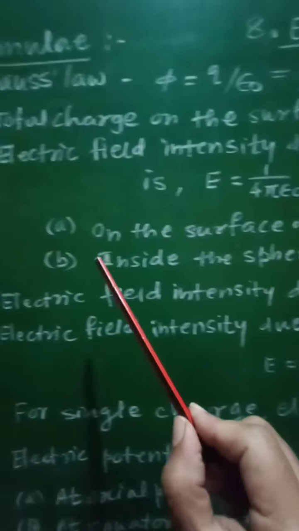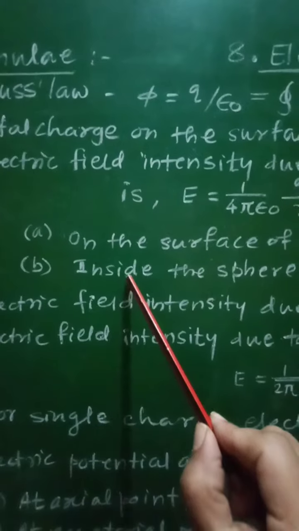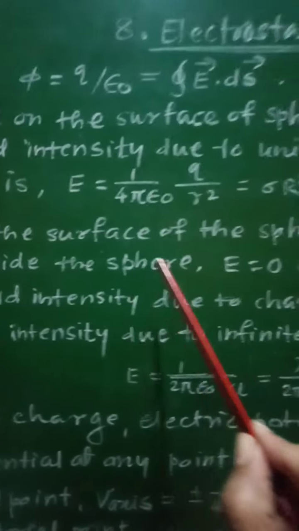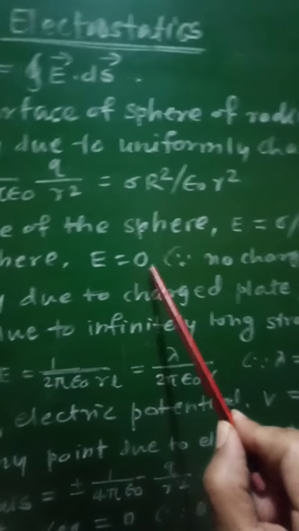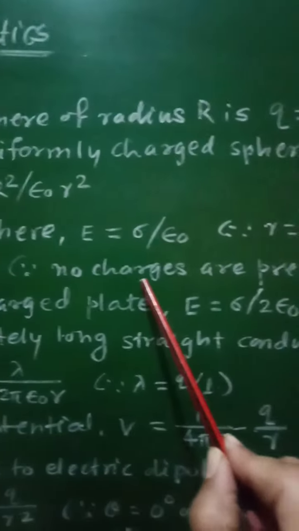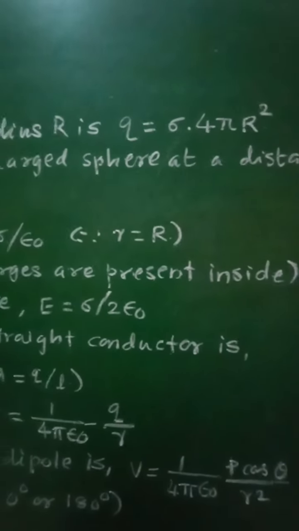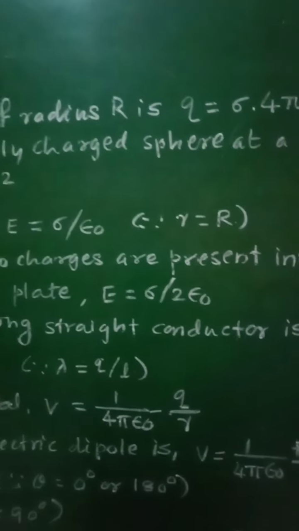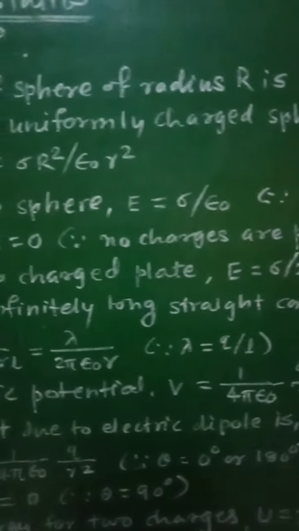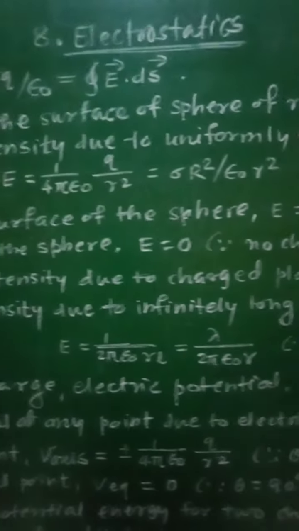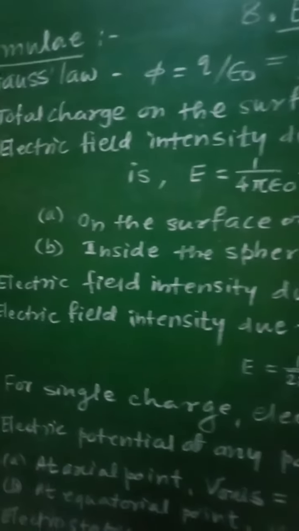Second case, that is B. If any point lies inside the sphere, then inside the sphere electric field intensity E will be equal to 0, since no charges are present inside the sphere. As the charges are spread on the surface of the sphere, no charges will be inside the sphere, and therefore electric field intensity inside the sphere will be equal to 0.